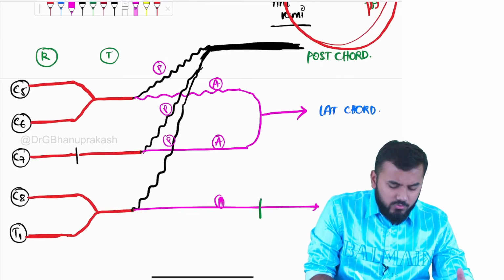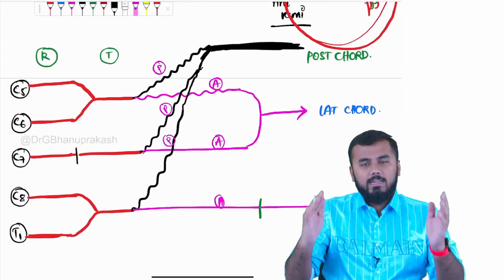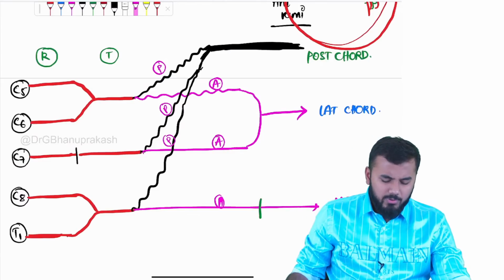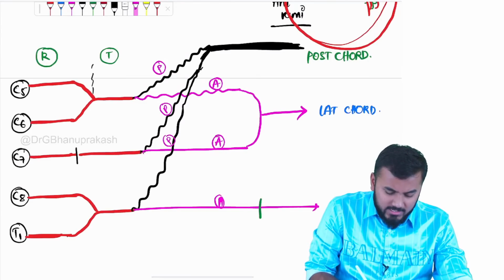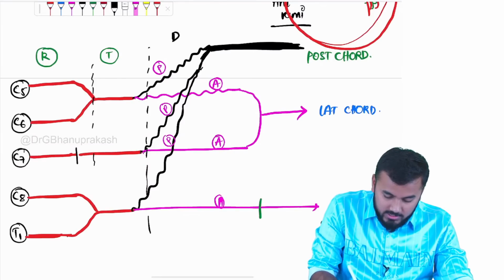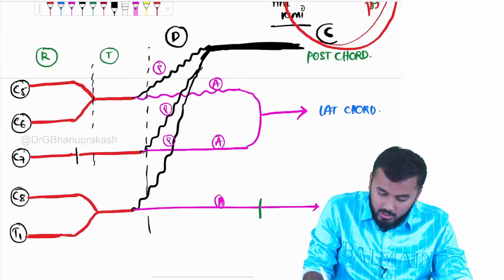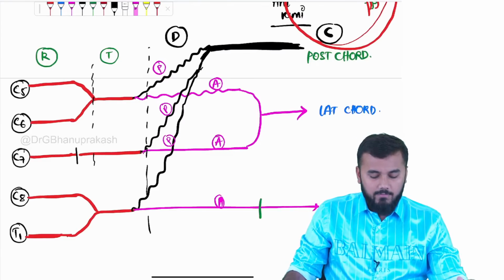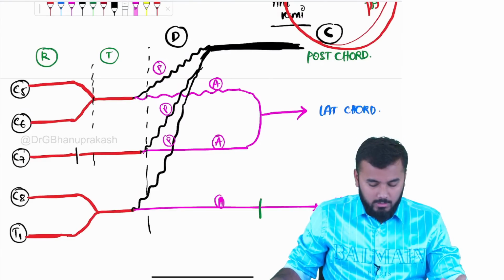So I think if you approach it this way, instead of looking at the picture as a whole, it will be very easy, guys. You can very easily divide now. These are trunks, these are called divisions, and these are called cords. Very, very, very easy.